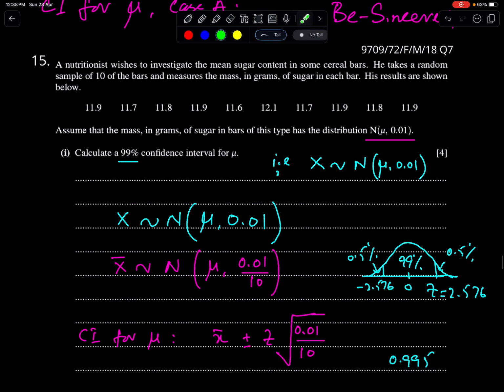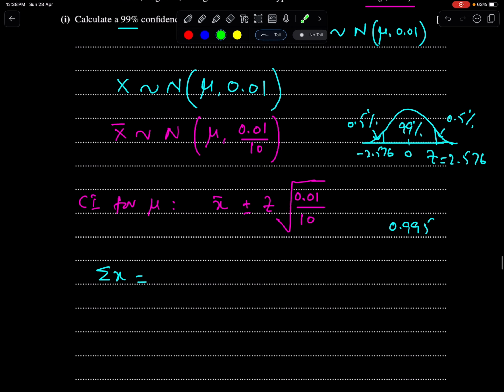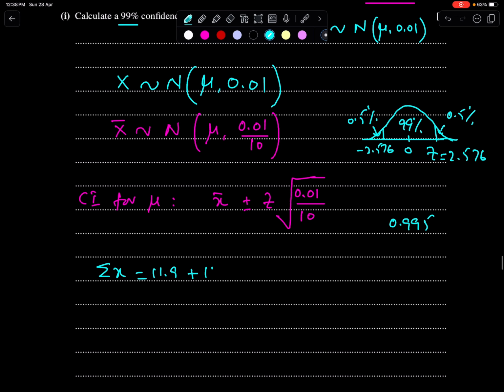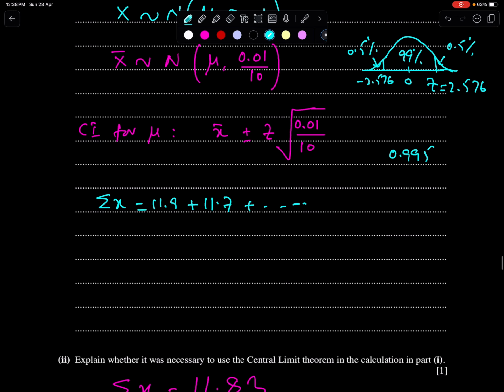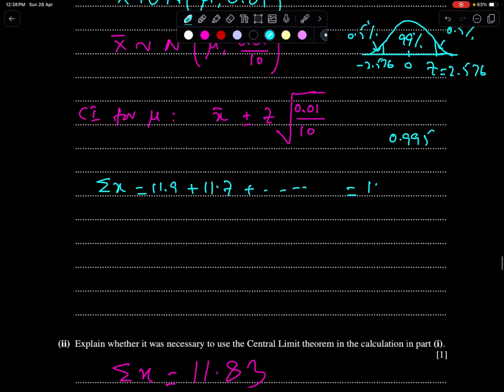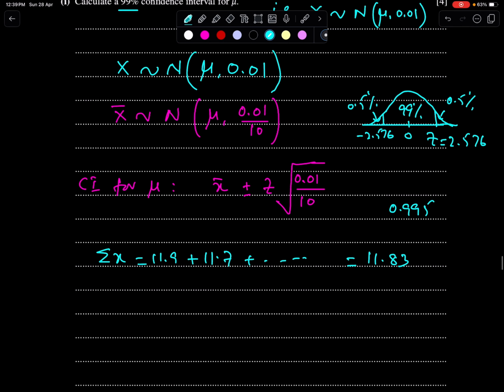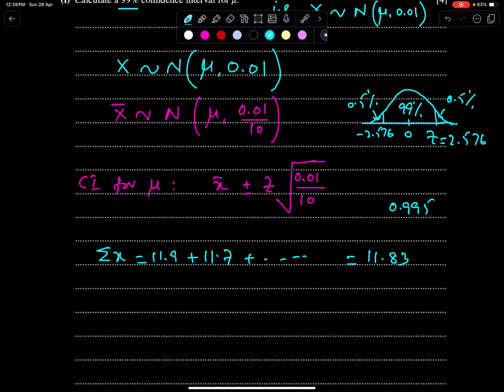Now for X bar, we must have sigma x. By adding all these values, 11.9 plus 11.7 and so on, in order to save time, I'm leaving this and just writing the value of sigma x. It's 11.83. Therefore, X bar is 11.83 over 10, which is 1.183.